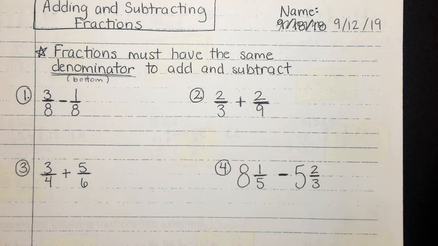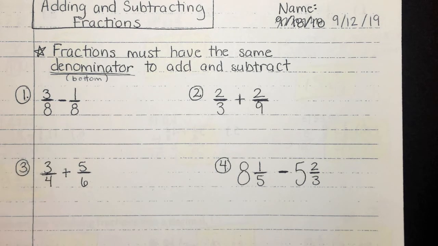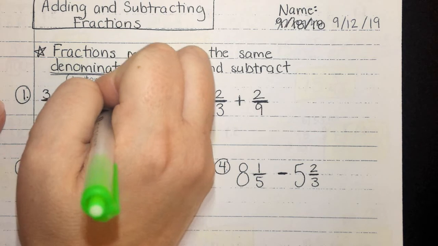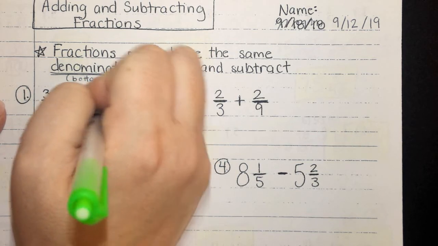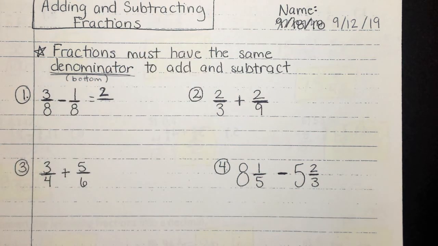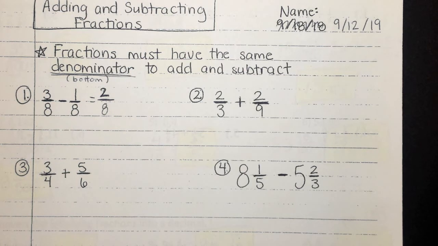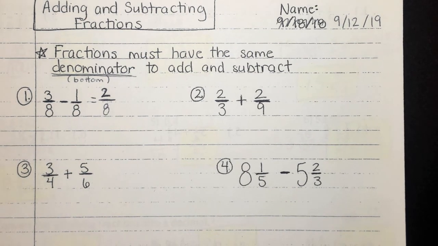Okay. So on number 1 it says 3/8 minus 1/8. Can I subtract those right now? Yeah, my bottom number matches, so I'm good. So on the top, 3 minus 1 is 2. Good, because I tried to add and put 4. And then on the bottom, 8 minus 8, do I have to do that? No, we wanted them to match, so we're going to keep that matching number. So I get 2/8.